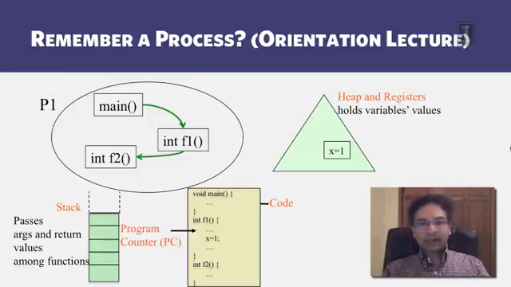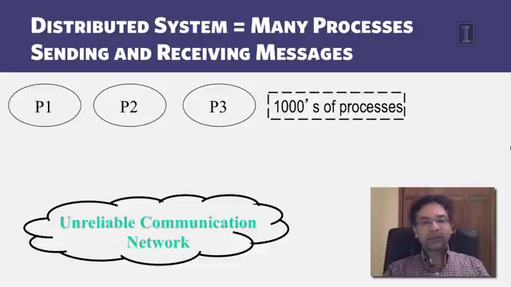You might remember a process which you've seen in the orientation lecture, a process in all its gory detail with its code, its stack, its program counter, pointing to where the code is currently executing, heap and registers, and a whole bunch of other things. Now, a process is an important entity in a distributed system. In fact, a distributed system, as we said, consists of many, many processes.